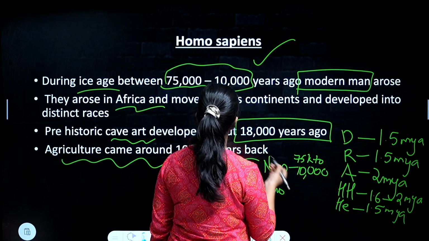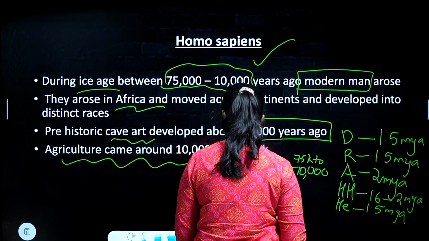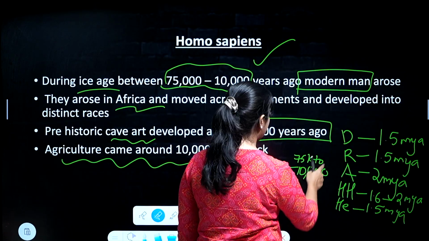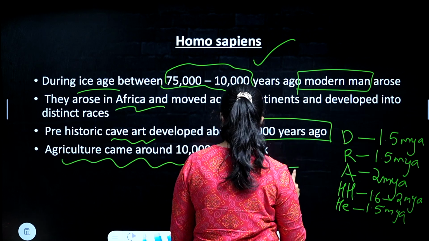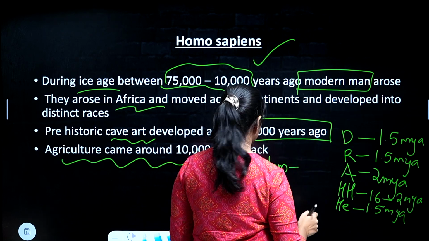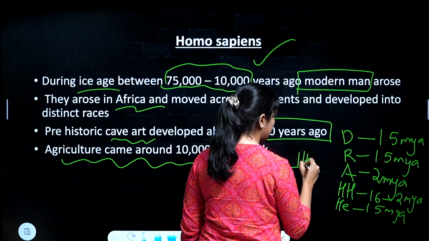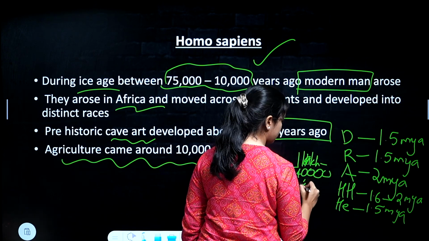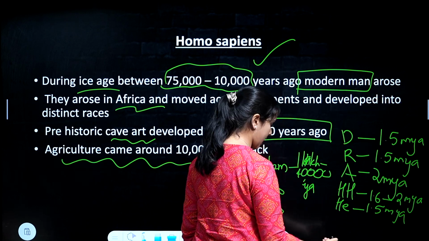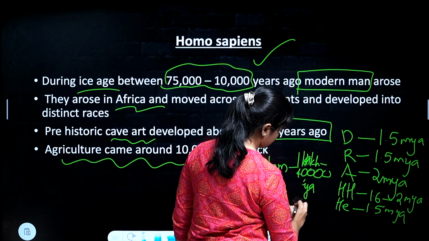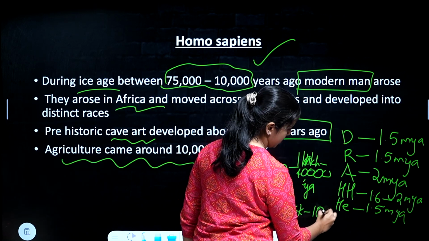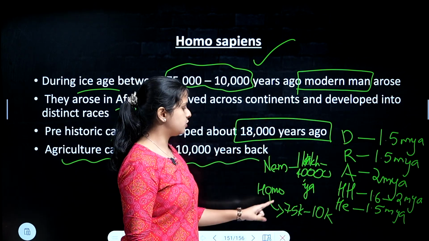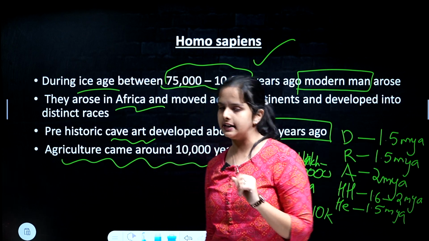Sorry, I just made a mistake. You have the Neanderthal man who arrived 1 lakh to 40,000 years ago, not million years ago, just 40,000 years ago. And the Homo sapiens who arrived 75,000 to 10,000 years ago. Okay, so this is the order that you have to study. And in order to study this, I actually have a code for you guys. I'll tell you that later on.